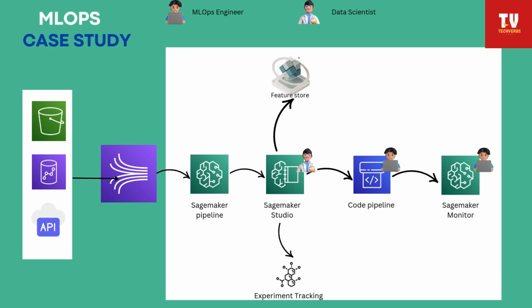This approach integrates data engineering, model building, deployment, and monitoring using AWS services to create a robust MLOps pipeline that ensures continuous, efficient, and accurate machine learning workflows.